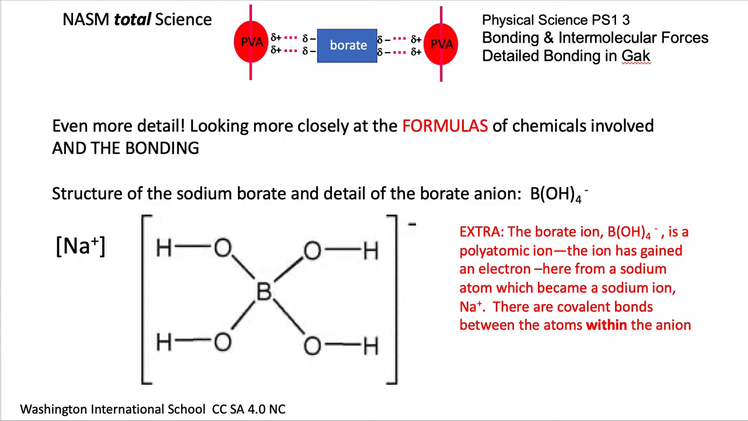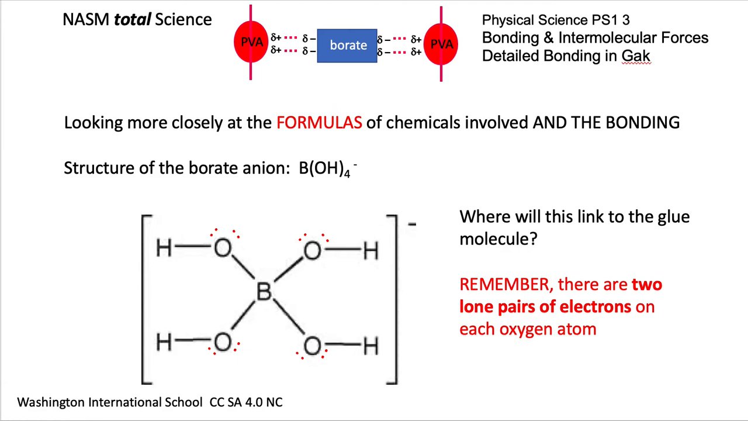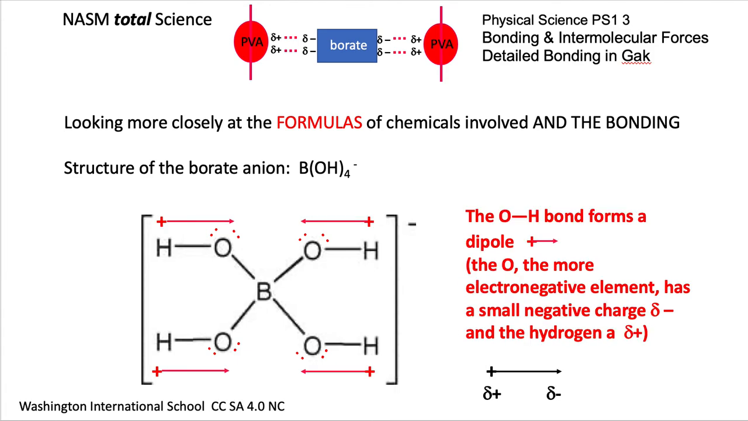And then we're going to look more closely at the formulas, the chemicals that are involved. And you have a polyatomic ion, so you see the charges on the sodium, you see the charge on the borate ion, and you've actually got covalent bonds within the polyatomic ion, but it's an ionic compound overall. And where will this ion link to the glue molecule? You have to remember there are lone pairs of electrons, that the bond between the oxygen and the hydrogen, the shared pair is closer to the oxygen, so you have a dipole. And the arrow there, the plus end is where the electrons in the shared pair are furthest from, and the arrow is going to be your negative end, and the electrons in the shared pair would be closer to that atom here, the oxygen.